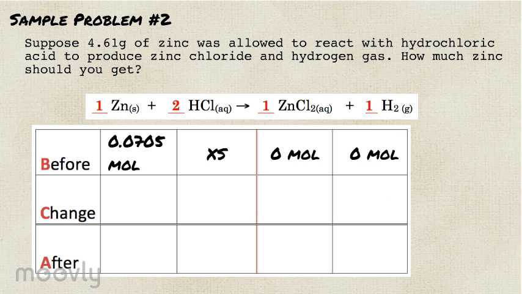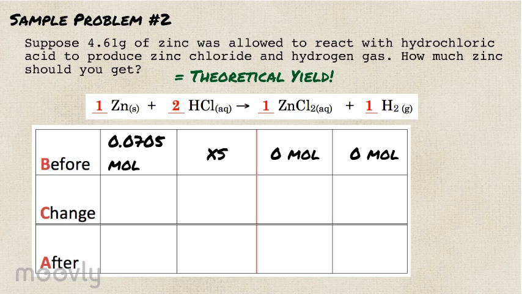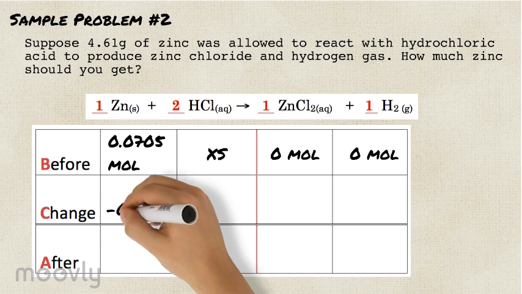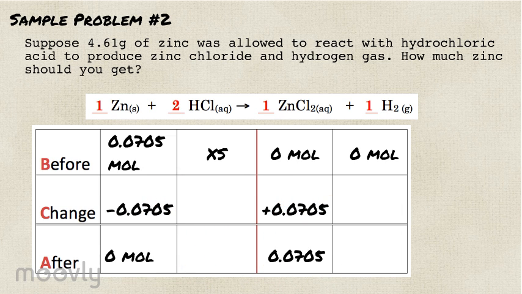Let's revisit what the problem is asking for. How much zinc chloride should you get? This is a clue for finding the theoretical yield, which we can obtain directly from our BCA table. The amount of product formed depends on the amount of zinc we start with. And according to the balanced equation, the mole ratio of zinc chloride to zinc is 1:1. So for every 1 mole of zinc consumed, 1 mole of zinc chloride will be produced. And since 0.0705 moles of zinc will be used up, 0.0705 moles of product will also be formed.